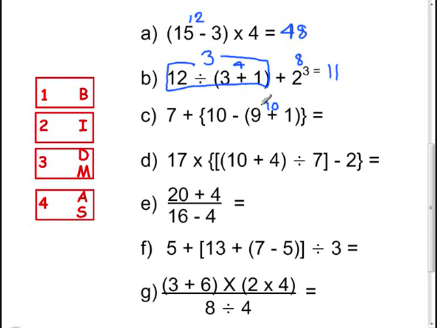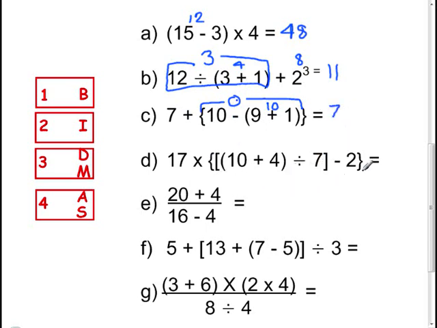We've got 10 minus 10, and that is equal to 0. And what that tells us is that everything between this bracket and this bracket is equal to 0. 7 plus 0 is 7.